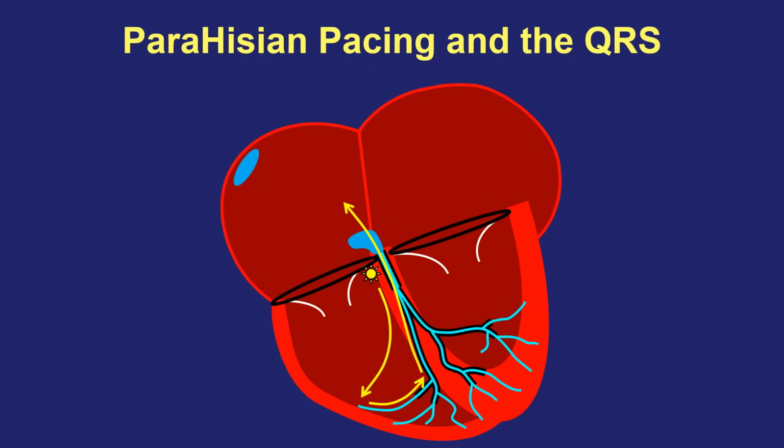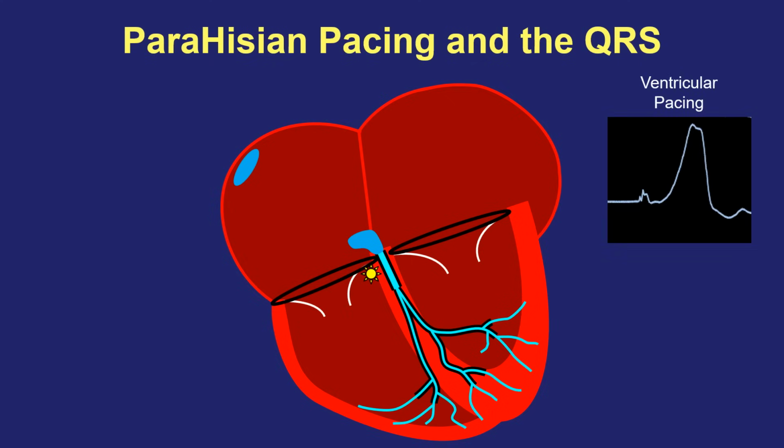We can take advantage of this fact by doing a maneuver and pacing right up near the bundle of His, and let's see how that works. First, as I said, if you pace at the base of the ventricle, you're basically going to generate a PVC beat that would look the same as if you had a spontaneous beat from that location as it does during pacing from that location. And because you're not using the His-Purkinje system to generate the QRS from pacing just from myocardium, you're going to get a wide QRS, again, that looks just like a PVC.